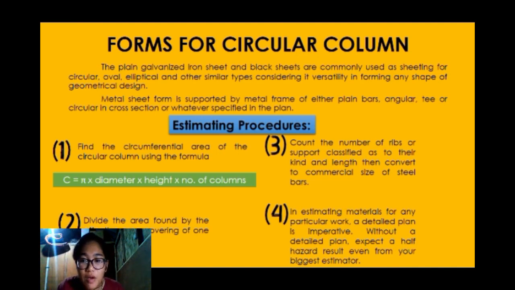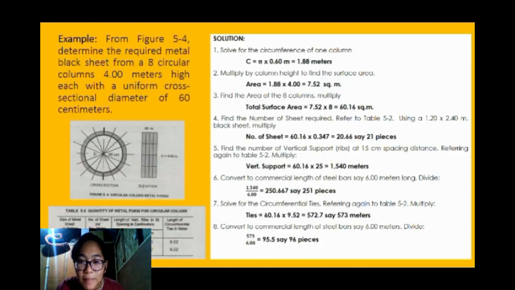So, as an example, from figure 5.4, determine the required metal black sheet for 8 circular columns 4 meters high, each with a uniform cross-sectional diameter of 60 centimeters. So, first is to identify the circumferential area. So, C is equal to pi times the diameter of the column times the height and times the number of columns. So first, C is equal to pi times 0.60, which is equal to 1.88 meters, times the height of 4, which is equal to 7.52 square meters.